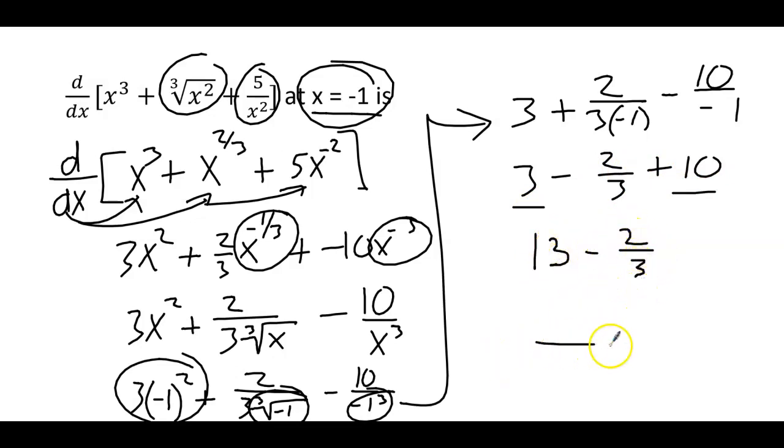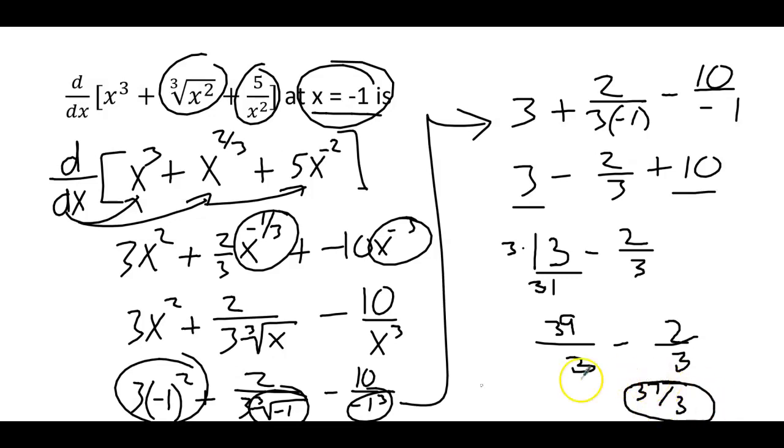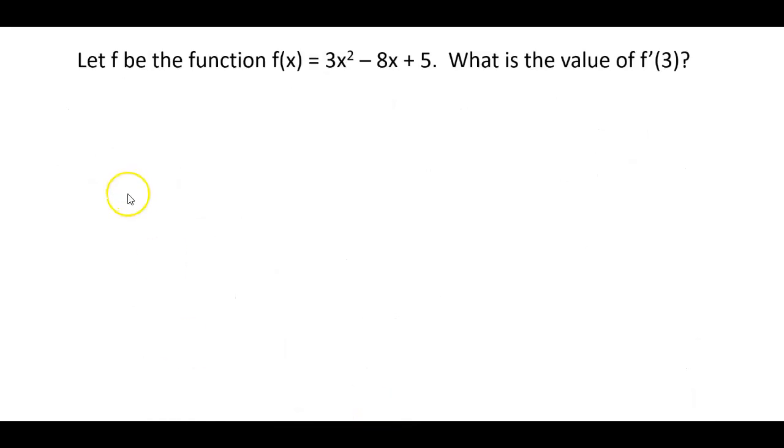The next thing we want to do is get a common denominator, which in my case will be 3. And so multiplying the top and the bottom by 3, we get 39 on the top here. And that leaves me with a final answer of 37 over 3. You guys have it. So basically the point of this one is just to see how well you know how to do the power rule. All right, let's go ahead and move on to number 8.